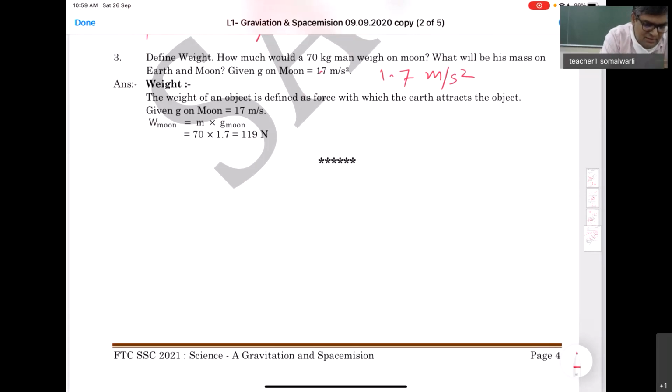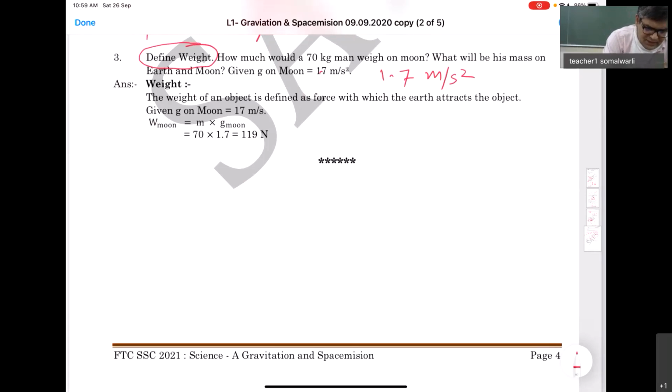Now, first of all, what is weight? What is the definition of weight? Basically, the weight of an object is defined as the force with which the earth attracts the object. So it is the gravitational force of attraction experienced by objects because of the Earth's gravitational pull.